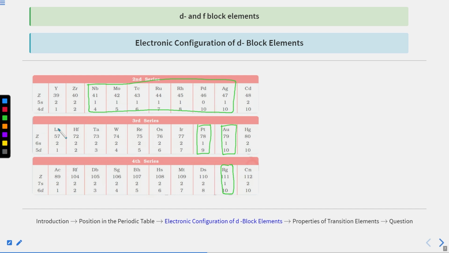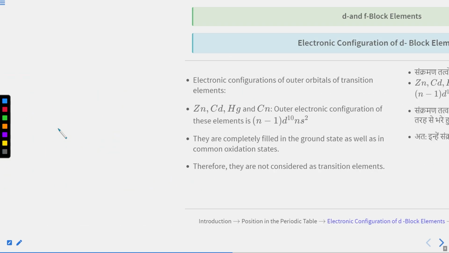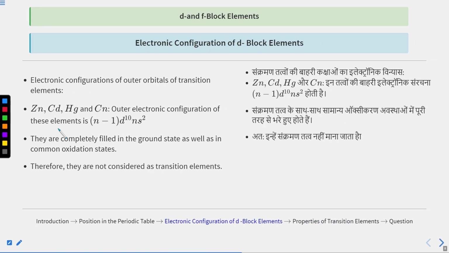Now we'll move to properties of transition elements. Okay, so again, the outer electronic configuration of Zn, Cd, Hg, and Cn is this. But we have said that in D block elements, the d orbitals are progressively filled. So I would just add one more thing here, that if there is an unfilled d orbital in their oxidation state also, then we will call it a D block element.